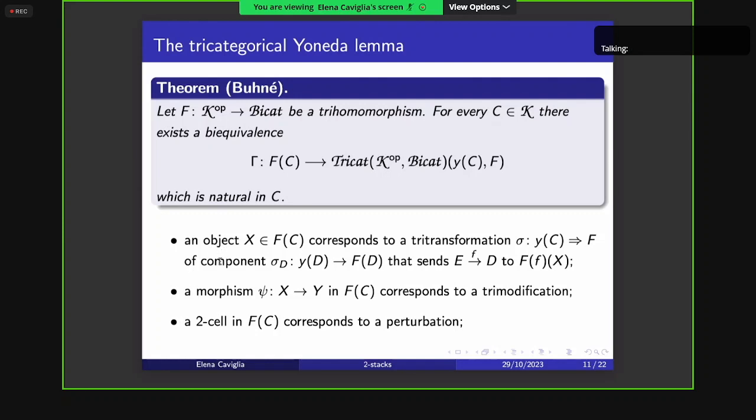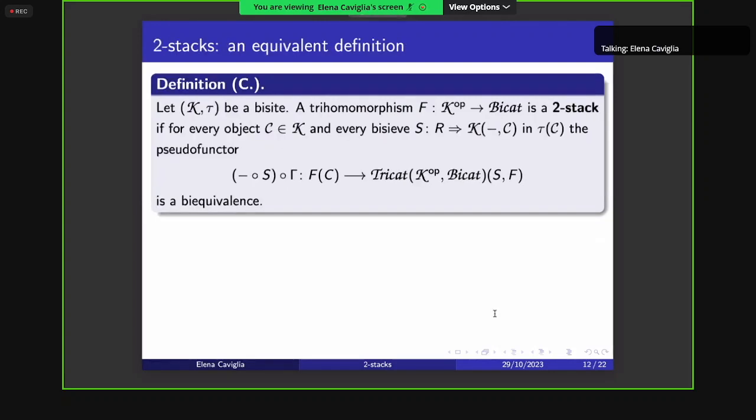Moreover, this biequivalence gives us a way to, given a morphism in F of C, to obtain a tri-modification, and given a 2-cell in F of C, to obtain a perturbation. And so now we can give an equivalent definition for the notion of 2-stack that says that for every bi-sieve in the Grothendieck bitopology, the pseudofunctor obtained by composing the biequivalence given by the Yoneda lemma and the precomposition with X is a biequivalence.